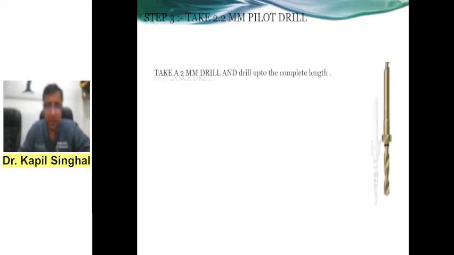Okay. Now once you have drilled with your guide drill, the second drill is your pilot drill. The diameter of your pilot drill is approximately 2 millimeters. In some systems, the diameter is around 2.2 also.